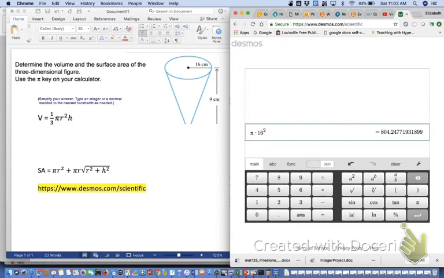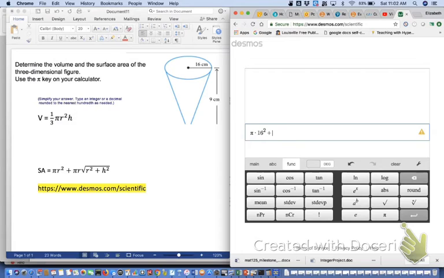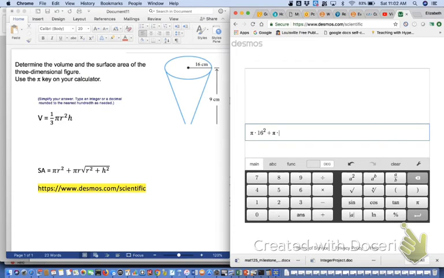Now the next part of my formula is that addition symbol. So I'm going to type plus. Once again, I've got to do pi times r. So I need to go back to the function area of the calculator, hit pi. I'm going to go back to the main, hit times 16 because my radius is 16. No squared this time though because it's not included. It doesn't have an exponent of 2 this time.